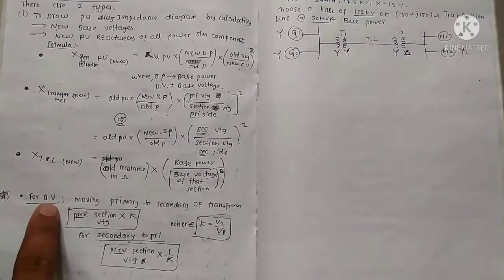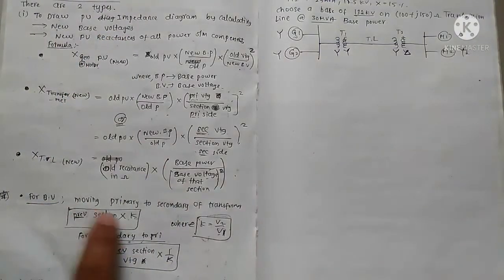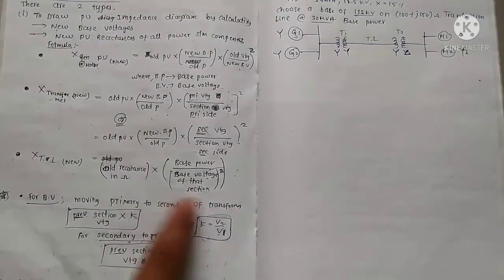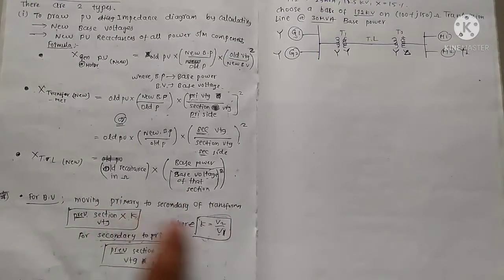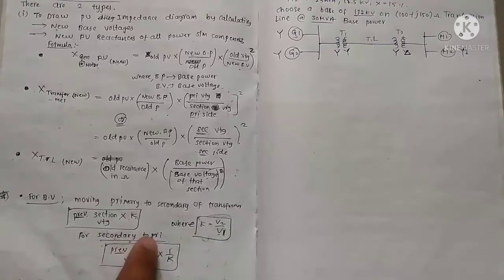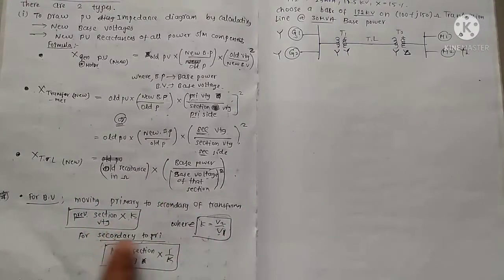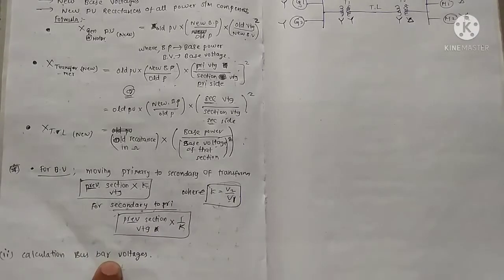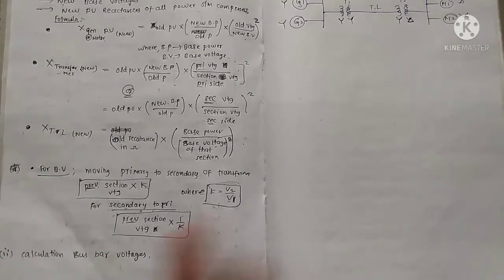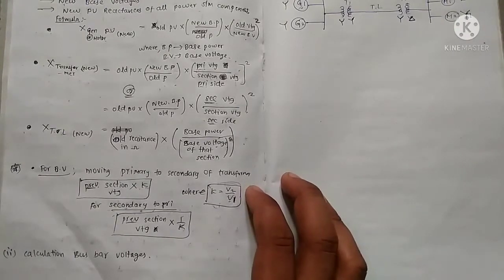Just for base voltage, we said new base voltage we have to calculate. The new base voltage moving from primary to secondary of the transformer is the previous section voltage multiplied by K, where K is equal to V2 by V1. For secondary to primary, since primary to secondary is multiplied by K, secondary to primary is multiplied by 1 by K. And the second type of problems, they will ask to calculate bus bar voltages. Without any delay, we will start the examples.